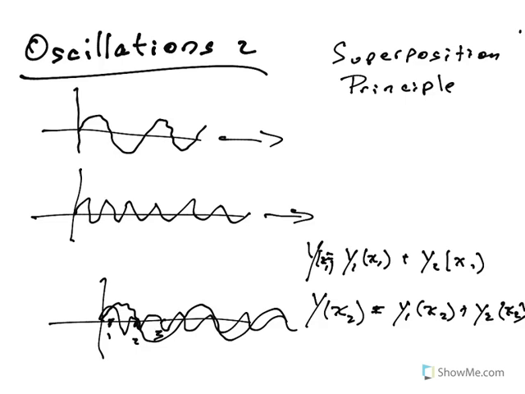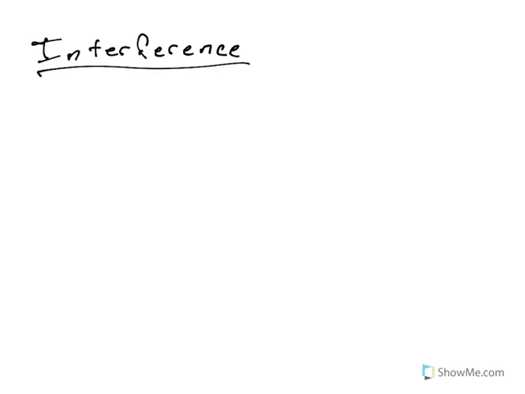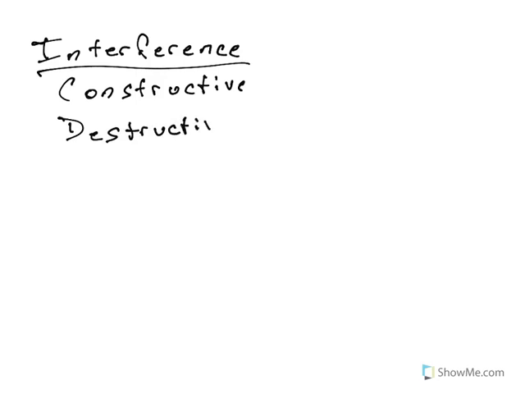This results in what's called interference. So, waves will interfere with each other. There are two types of interference: constructive and destructive. And the difference basically is, constructive interference is when you have your two waves, and when you add them together, they're both in the same direction.